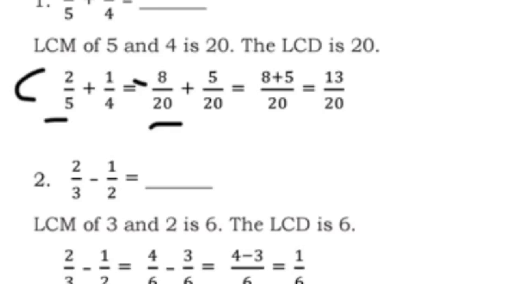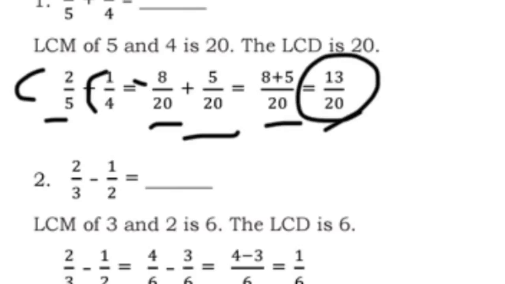Then for 1/4, 20 divided by 4 is 5, and 5 times 1 is 5. So 5/20. So these two here are now similar. So you have 8/20 plus 5/20. Copy the denominator 20. Then add the numerators 8 and 5. So you have there 13/20.